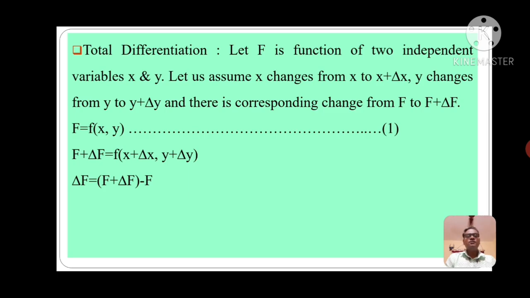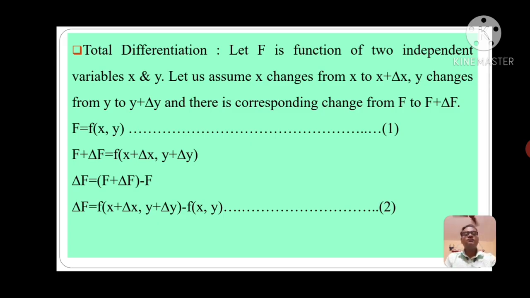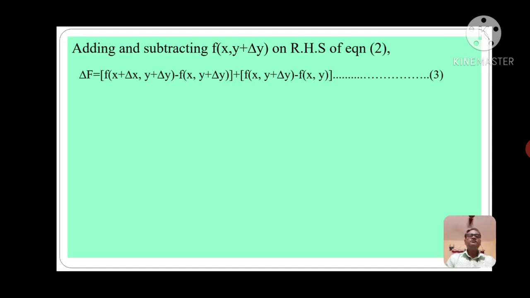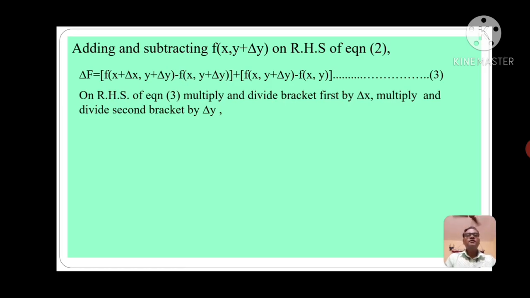So delta f is equal to f plus delta f minus f. Delta f is equal to f of x plus delta x comma y plus delta y minus f of x and y, second equation. Now adding and subtracting f of x comma y plus delta y on the right hand side of equation 2, we get delta f is equal to, in the first bracket, f of x plus delta x comma y plus delta y minus f of x comma y plus delta y, plus in the second bracket f of x comma y plus delta y minus f of x comma y, equation 3.